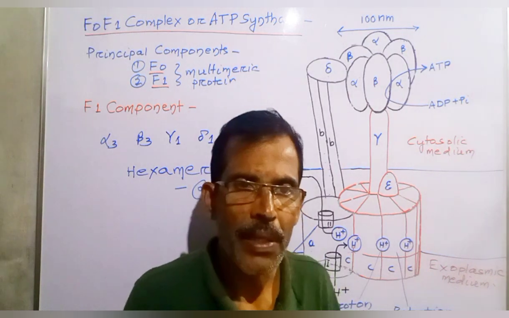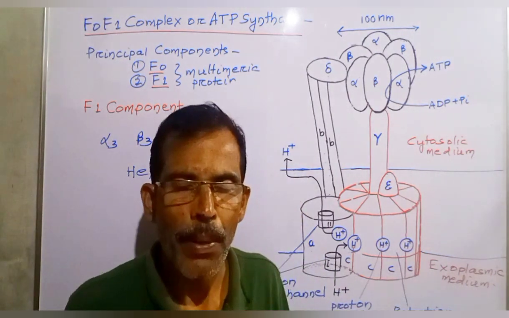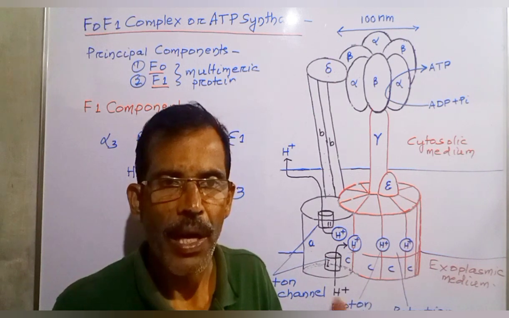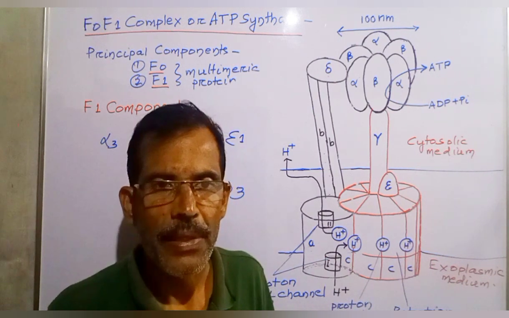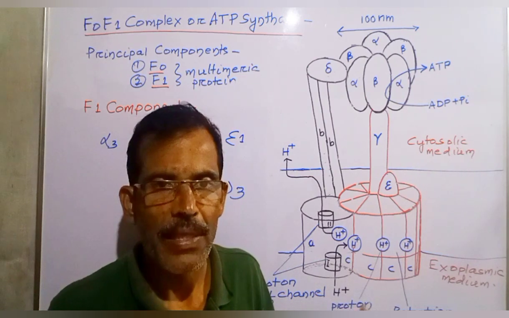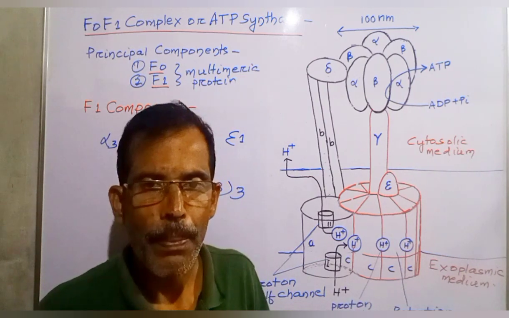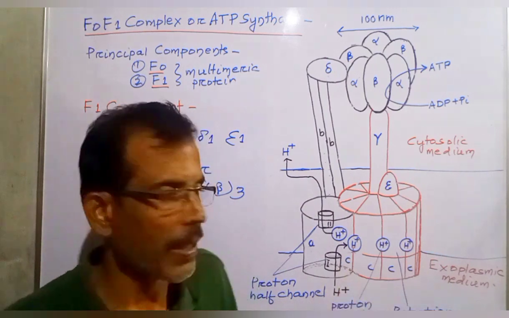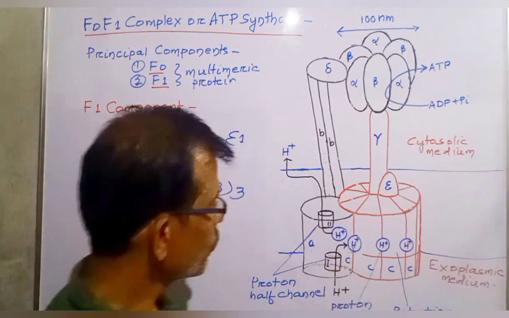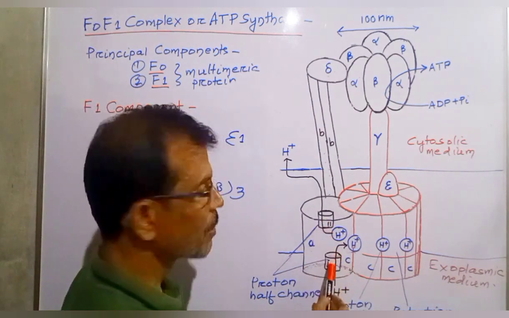Because F1 particles removed from the membrane can hydrolyze ATP, they are also called F1 ATPase. However, their role in the cell is to synthesize ATP from ADP and inorganic phosphate. The FO A subunit contains two proton half channels.